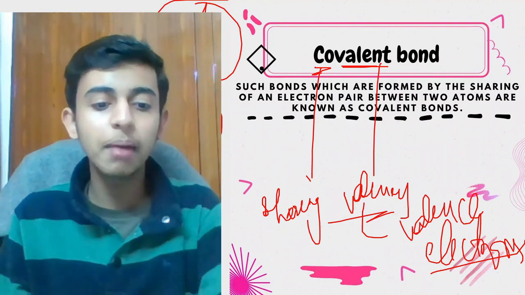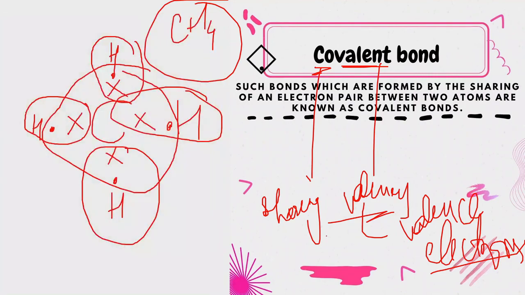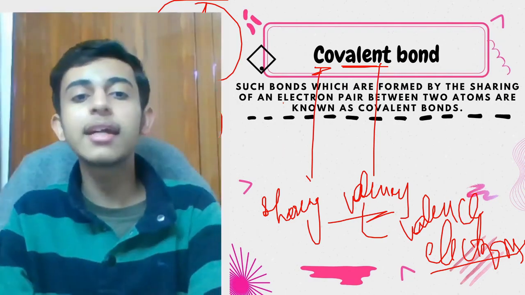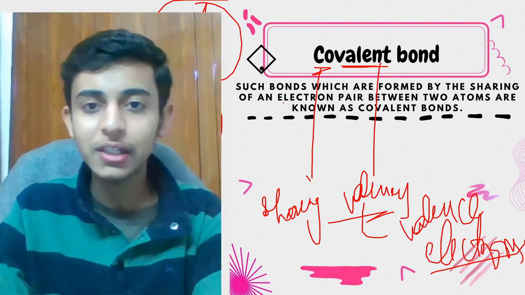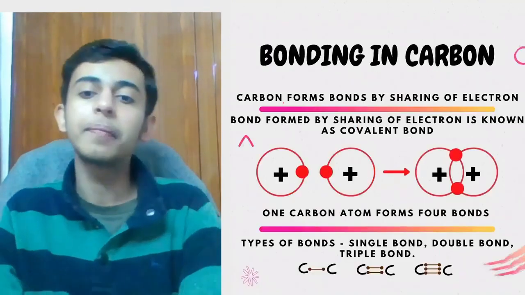Like in CH4, methane's configuration, in this structure you can see carbon is sharing its 4 electrons with 4 hydrogen atoms, and these 4 hydrogen atoms are sharing each of their electrons with carbon, which completes their octet and duplet respectively. Did you understand? In case you understood, hit the like button.